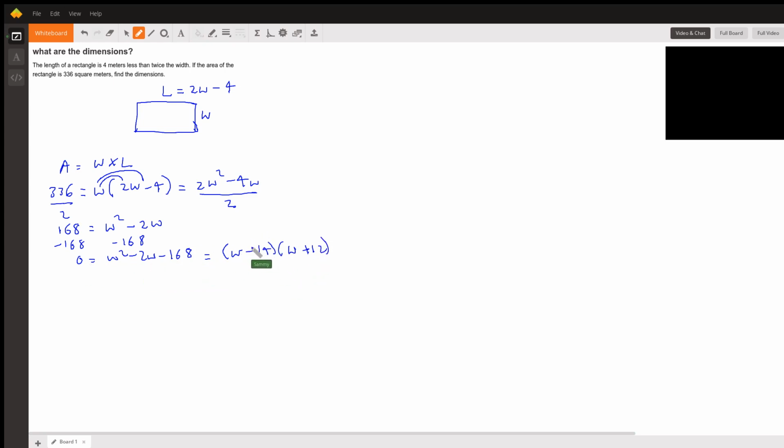So whenever you have terms inside the parentheses equal to 0, you can set each term in the parentheses equal to 0. So you can say you have w minus 14 is equal to 0, and w plus 12 is equal to 0. So when you solve the first equation, we get w equals 14, and when we solve the second equation, we get w equals minus 12. All we're doing here is just adding the 14 to both sides to get positive 14 and subtracting the 12 from both sides to get minus 12.